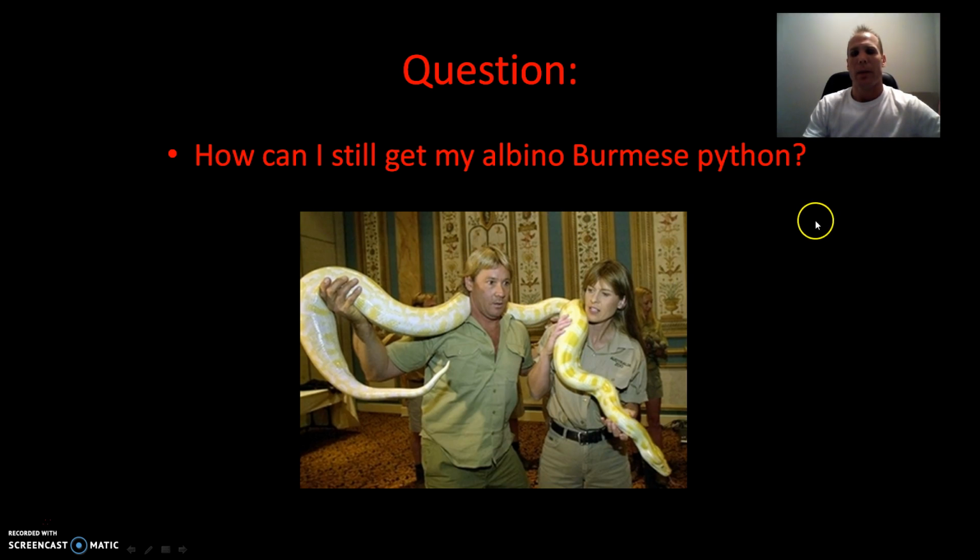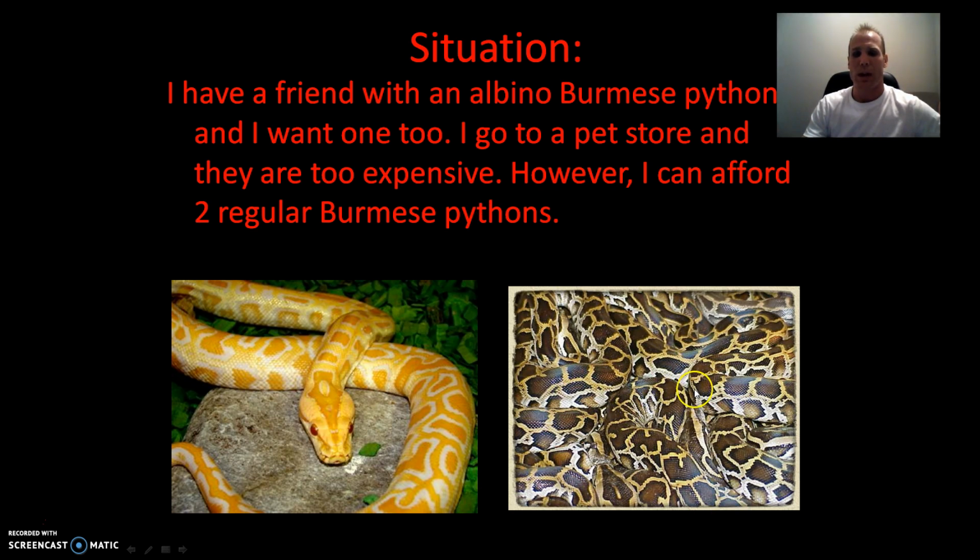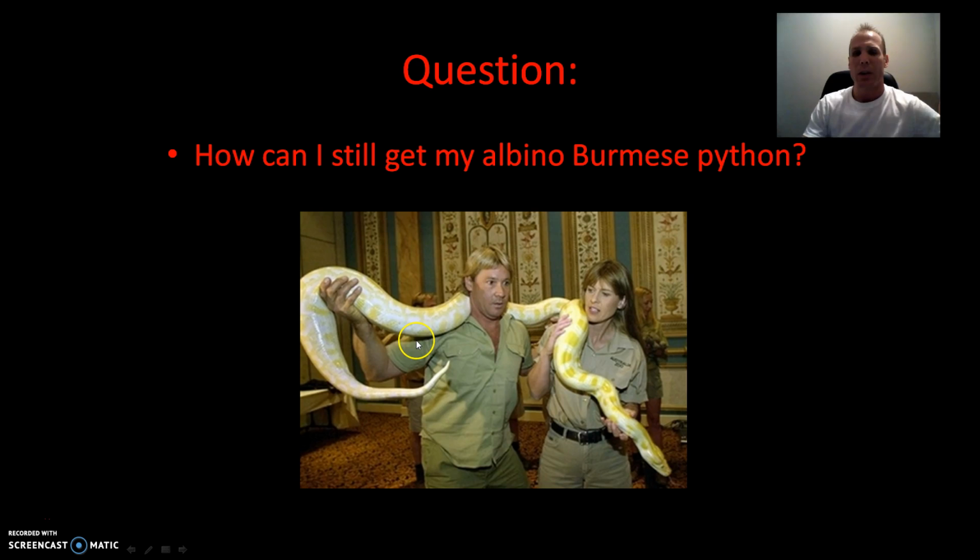How can I still get my albino Burmese python? If I have 2 of these brown ones, how could I get an albino? I want you to think about this question and pause it. Pause this video and answer it. So pause the video and think, how can I still get an albino Burmese python from 2 non-albinos?